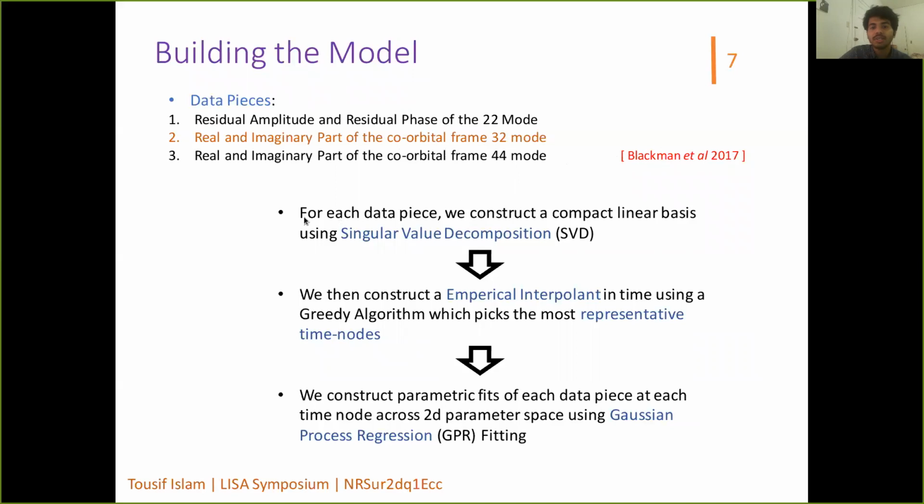First, for each data piece, we construct a compact linear basis using singular value decomposition. We then construct an empirical interpolant in time using a greedy algorithm which picks the most representative time nodes. We then construct parametric fits of each data piece at each time node across the 2D parameter space defined by the eccentricity and mean anomaly, using Gaussian process regression.